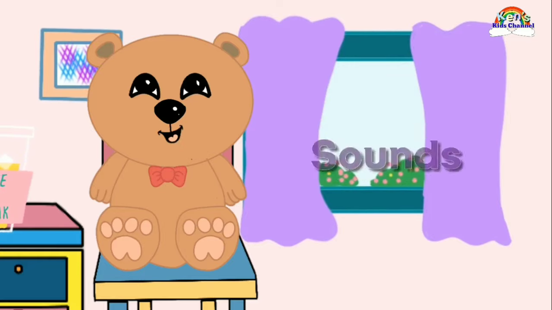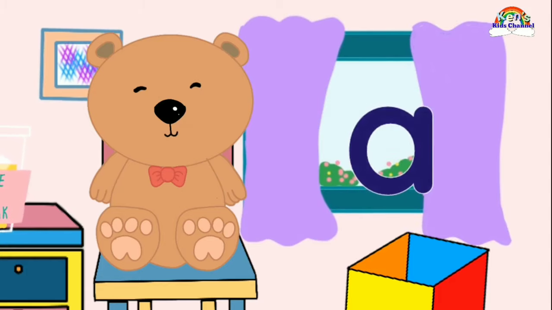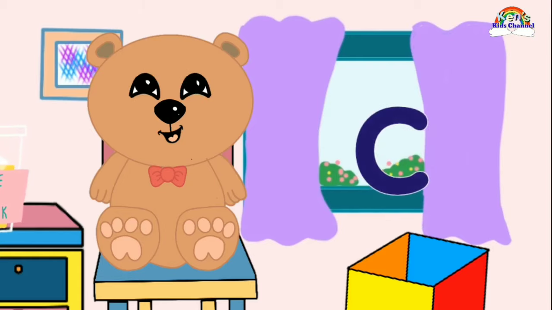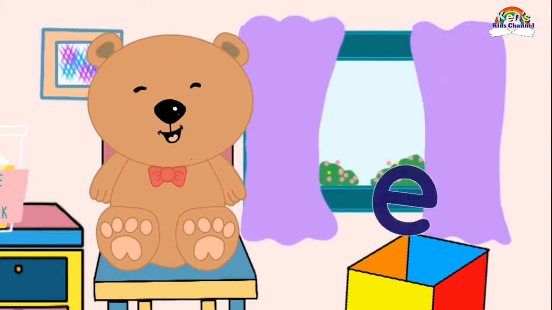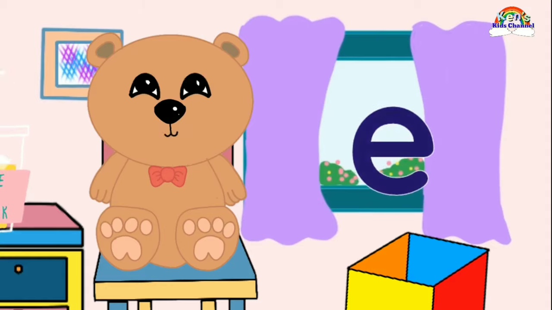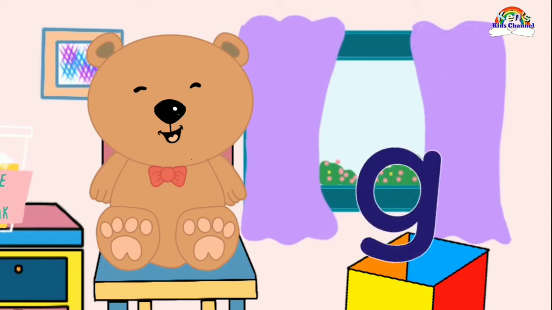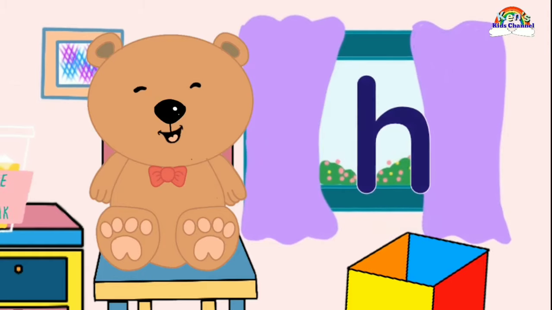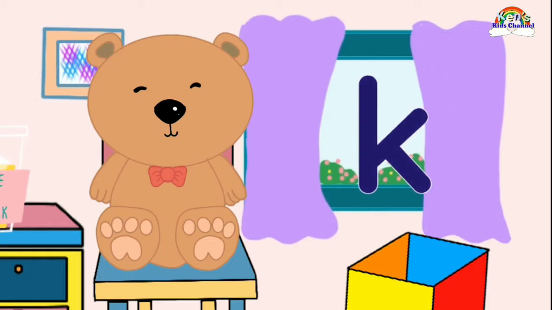But first, let's review the sounds. A, a. B, b. K, k. D, d. E, e. G, g. I, i. J, j. K, k.